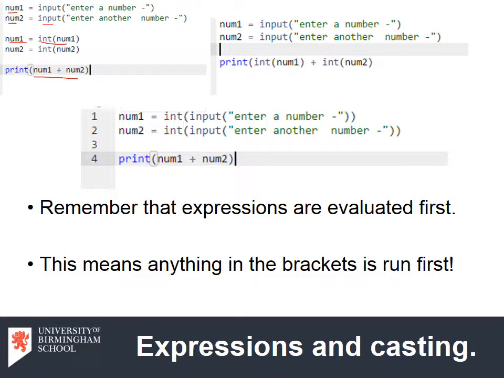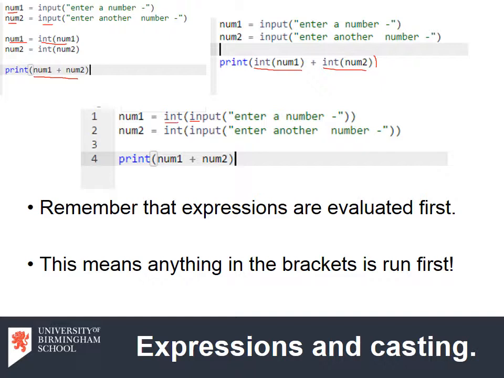Another way is I can do it when I'm printing. You can see here, rather than assigning it to a number, I've simply got it to do it as I'm printing. So I've got int num1 plus int num2. So I'm doing it as I go. I've noticed a little error, I forgot a closing bracket there. I apologise. Or I could do it when I'm entering the number. So I've got my inputs, and then I've got my int around it.